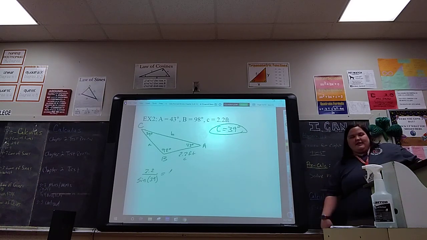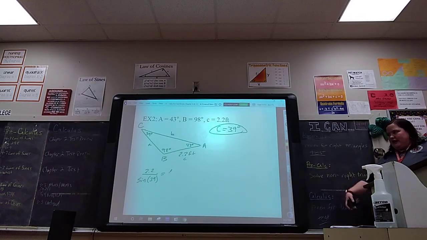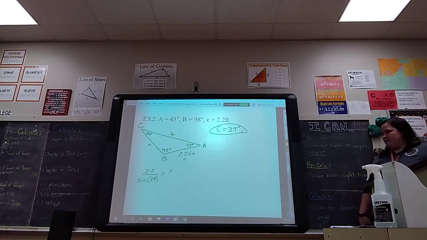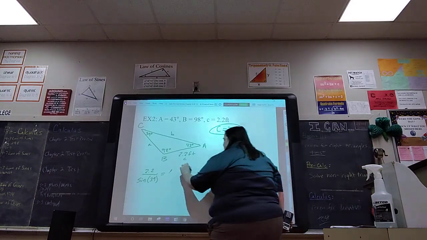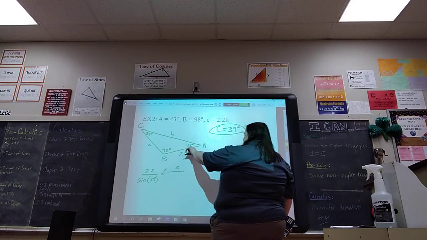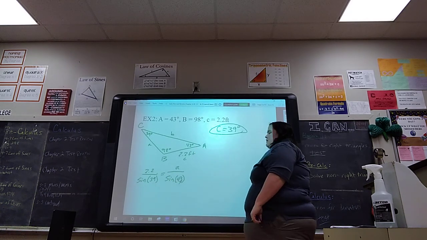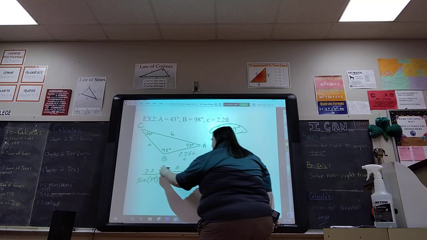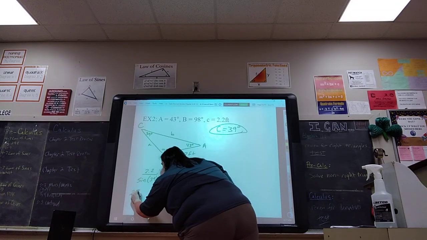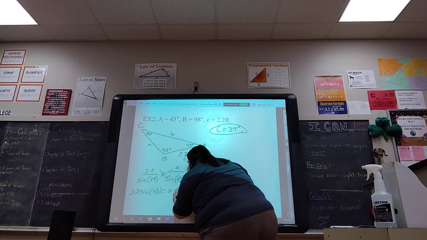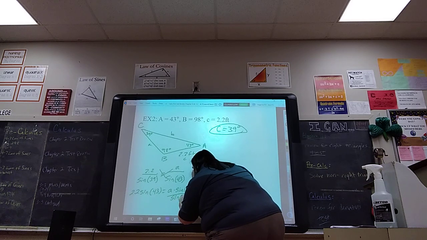And then it's your choice. It doesn't matter if you find A or B first, because you're going to have to use law of sines to find either one of them. So do you want to find side A or side B first? Okay, so put A on top, and then A's angle is 43. We're going to do our cross multiply. We have 2.2 sine of 43 equals A times sine of 39. And we'll divide by sine of 39.